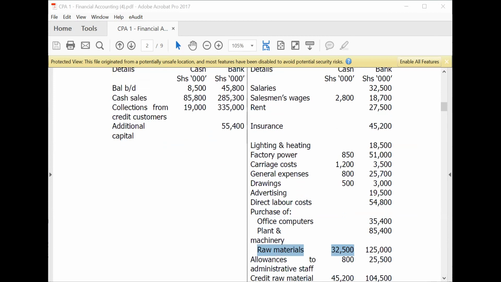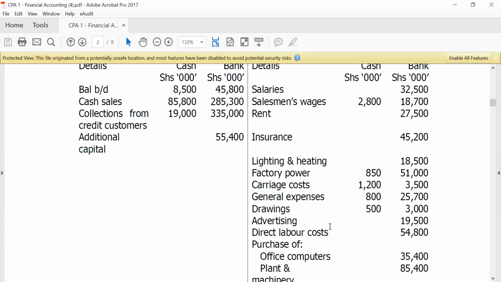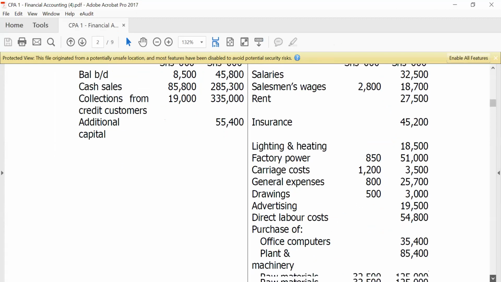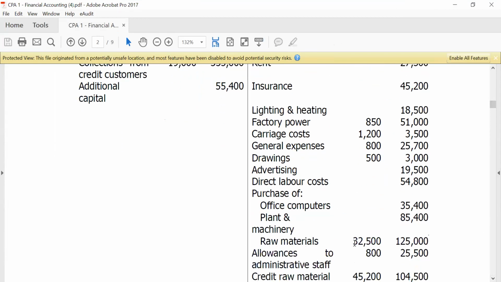32,500. And then we have 125,000. Okay. We have 32,500 and 125,000. So these are the purchases from our cash flow. These are the purchases from our cash flow.